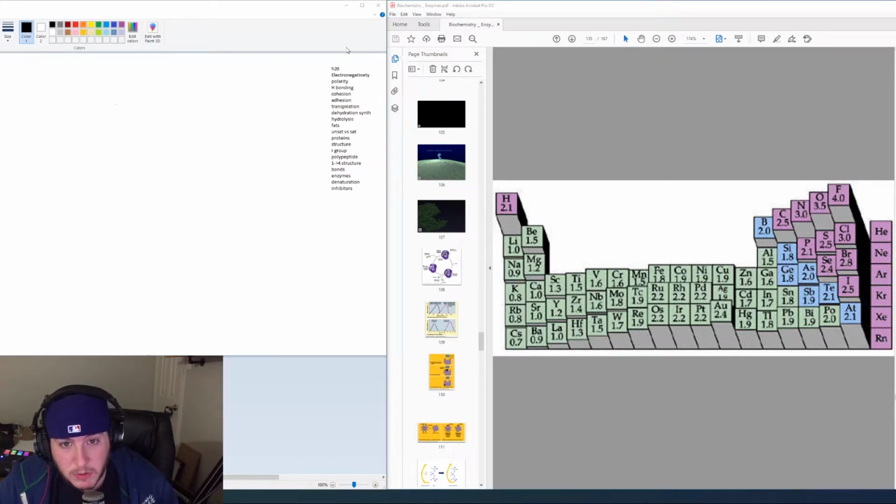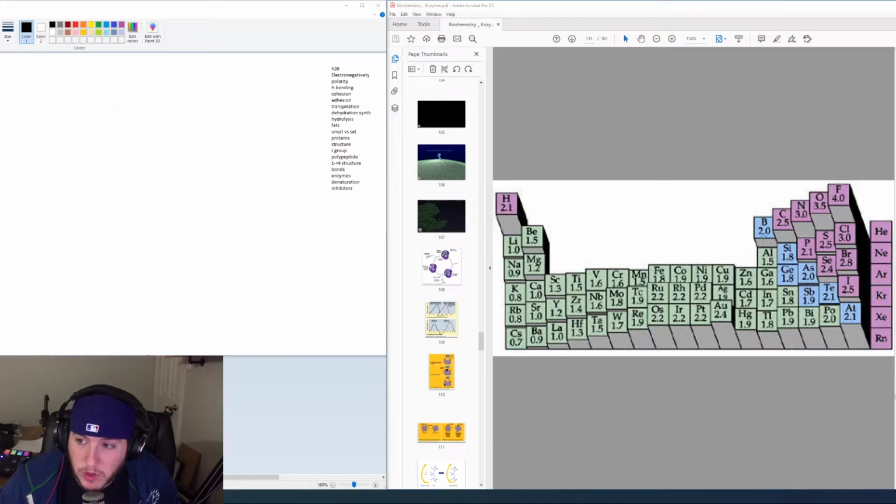So right here on my Paint, this is really for me, but it also gives you an idea about what we're going to be talking about today. We're going to start off with water and bonding and properties of water, and then we're going to get into biomolecules, and then we'll finish off with enzymes. And I'll try to go as quickly as possible to make this watchable. All right, so let's start off.